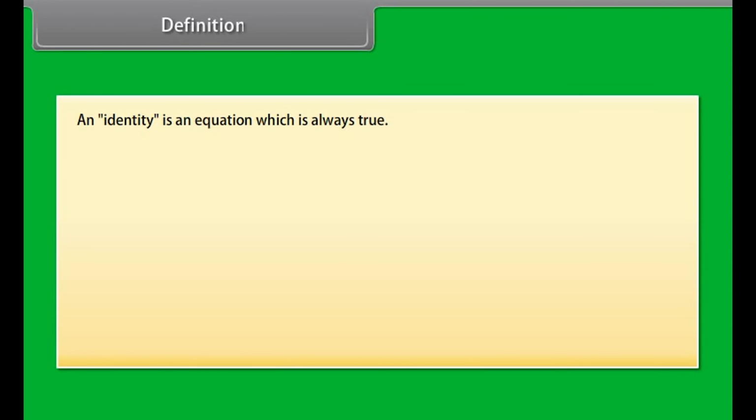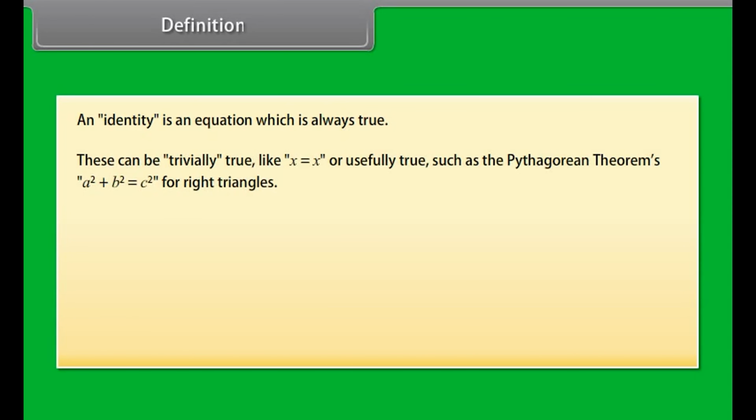Definition. An identity is an equation which is always true. These can be trivially true like x is equal to x, or usefully true such as the Pythagorean theorem, a square plus b square is equal to c square for right triangles.